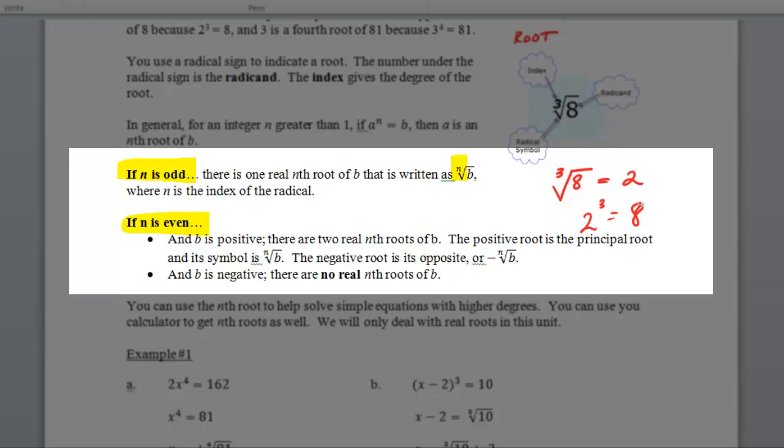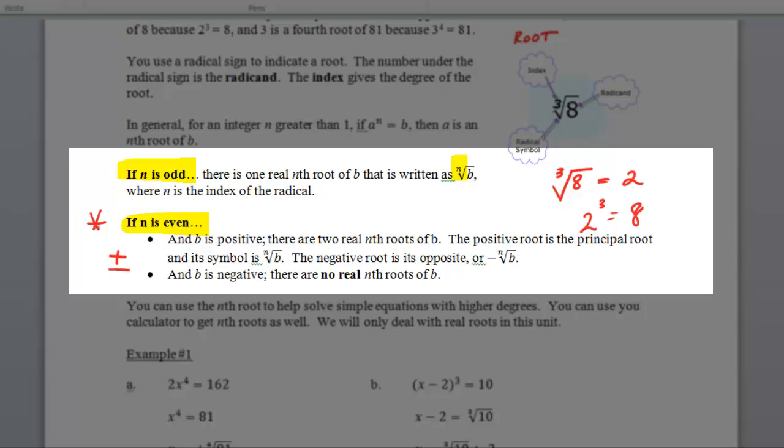So if we have an odd root, if the index is an odd number, you can simply take the positive root. However, with even power roots like square roots and fourth roots and sixth roots and so on, you're going to have both a positive and a negative root, and so that's where the plus or minus symbol will come into play. So keep that in mind, that an even root will create a plus or minus symbol for both the positive and negative root.